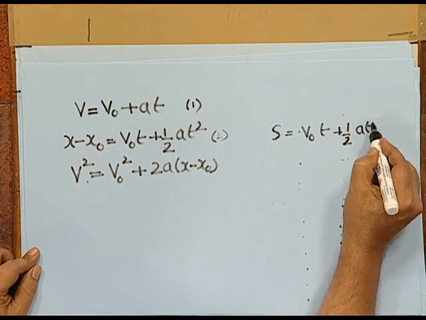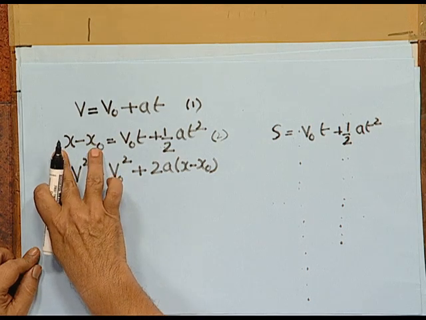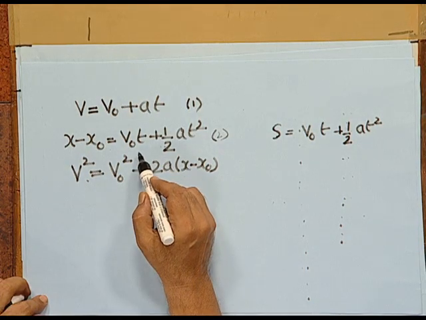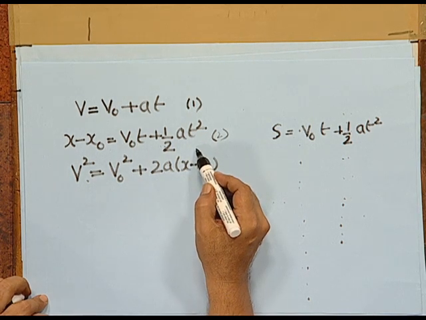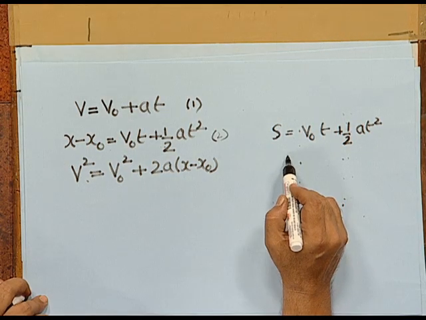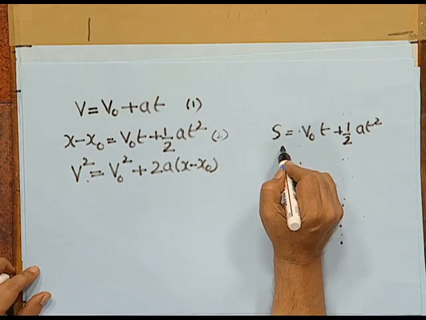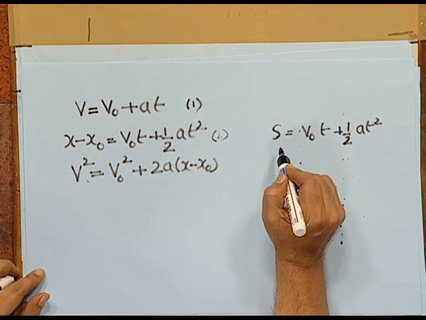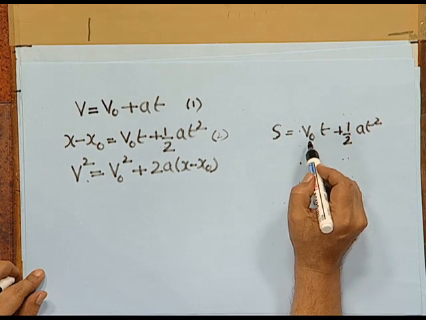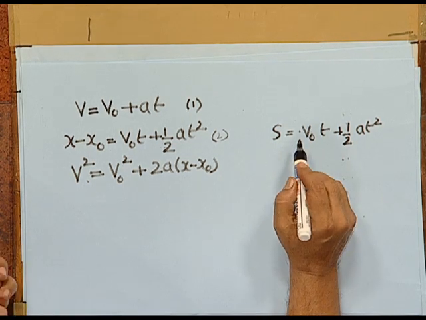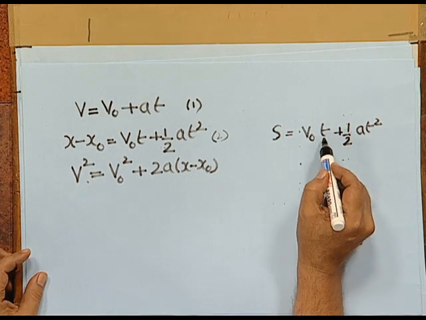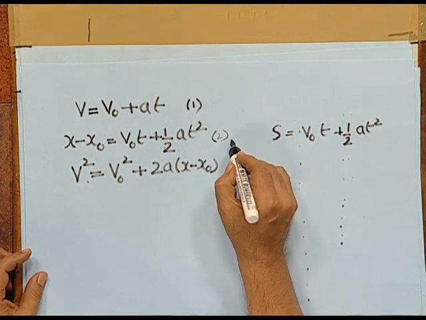Now, instead of the change in position coordinate, if they give the displacement directly, the second equation, x minus x naught is equal to v naught t plus half a t squared, is in many cases referred to with s. This x minus x naught, the change in position coordinate, is represented by the symbol s, where s denotes the displacement of the object, and s is equal to v naught t plus half a t squared, which is the second equation. Both these equations 1 and 2 involve time.